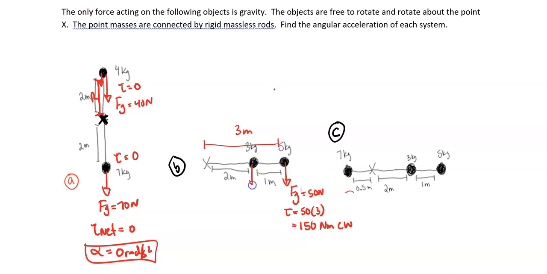So that's going to be 150 Newton meters clockwise. Let's look at the other one. This 3 kilogram mass is pushing down with 30 newtons of force. The torque is going to be 30 newtons times 2 meters, which is going to be 60 Newton meters clockwise. Cool. So then the net torque, those are both making it rotate clockwise, so we just add those together, and that is going to be 210 Newton meters.